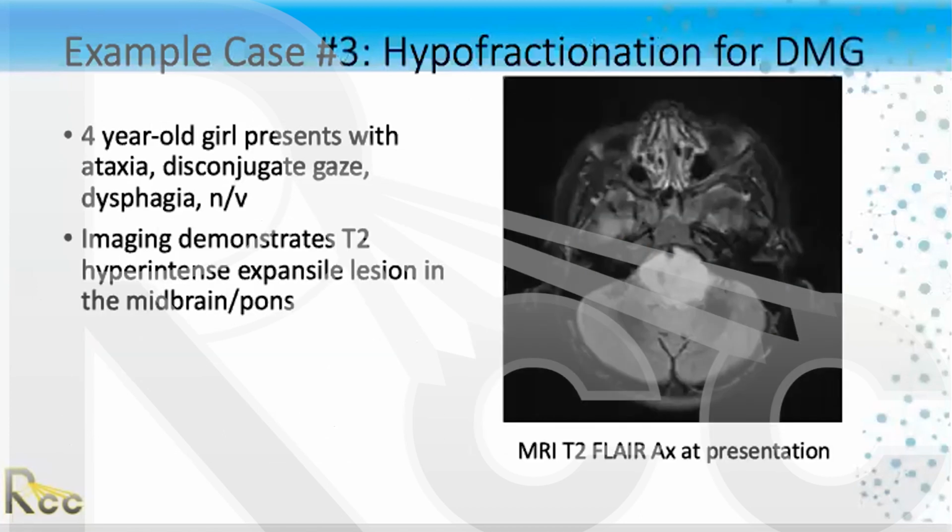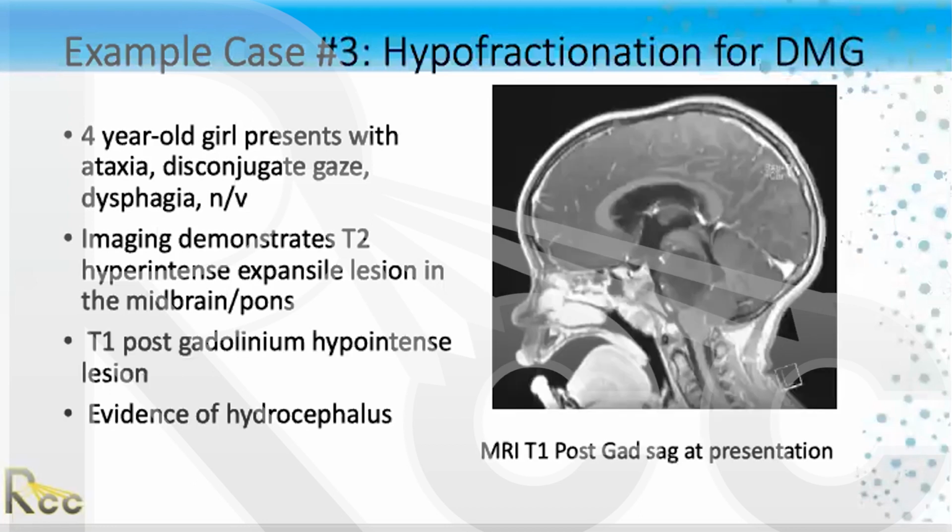Okay, so I have a third case, which is hypofractionation for a diffuse midline glioma in a pediatric patient. This is a 4-year-old girl. She presents with ataxia, dysconjugate gaze, dysphagia, nausea, and vomiting. You can see on T2 imaging, there's a fairly expansile lesion in the midbrain and the pons. You can appreciate it here in sagittal imaging as well, really filling the pontine component of the brain.